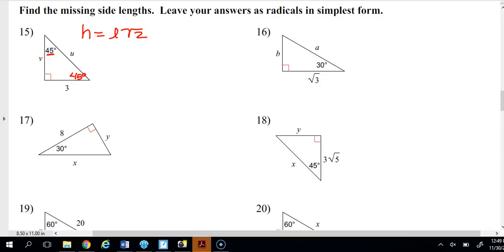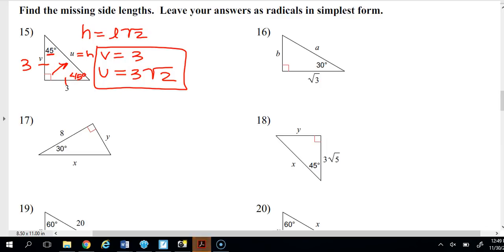So I know that these two sides are congruent because the angles are both 45 and 45. So we also know that v is 3 because this side down here at the bottom is 3. Then we know also that this is h because it's the hypotenuse. Hypotenuse is across from the right angle. So the formula for h is equal to, and our leg was 3, radical 2. So there's our two answers for this problem.